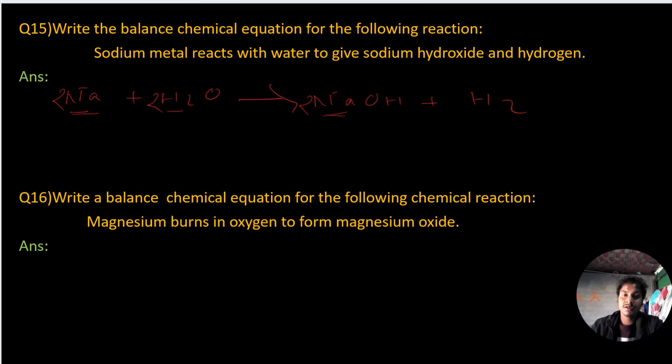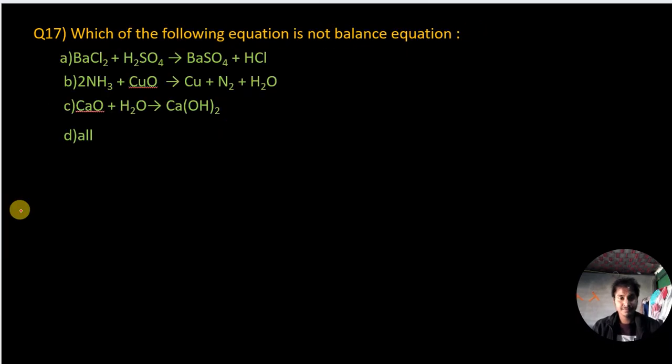Now we will check our oxygen. We have 2 oxygen here, and here we have 2 oxygen. So this is balanced. So we have done it already.